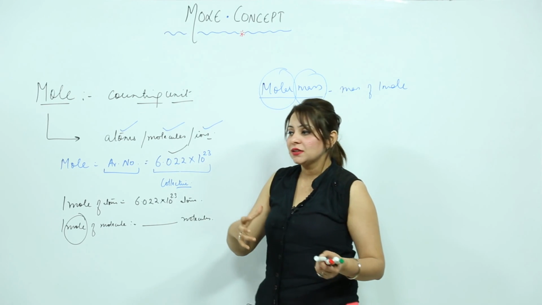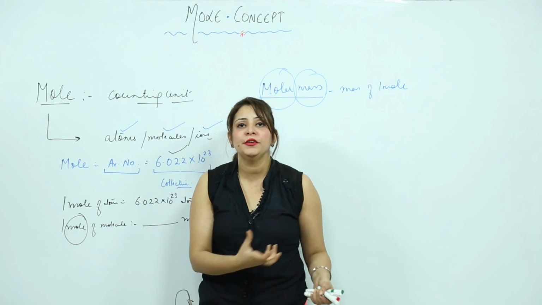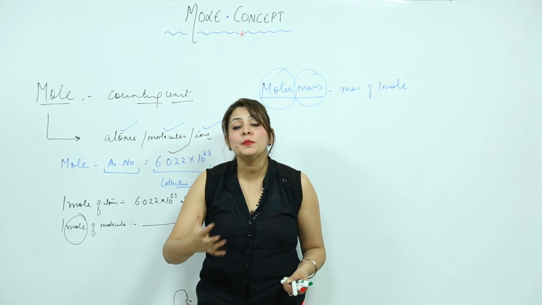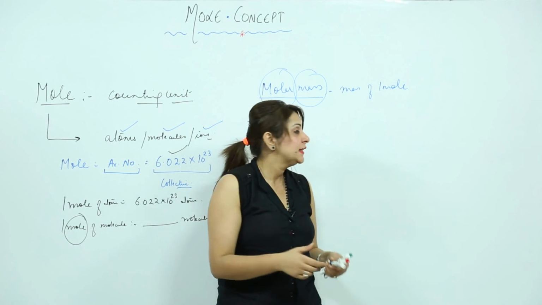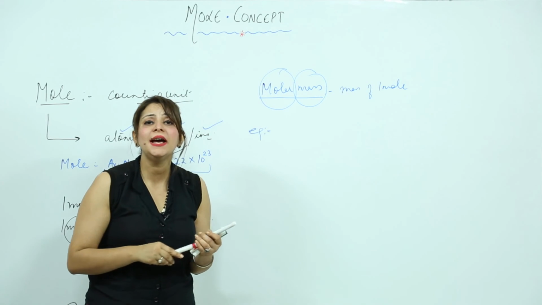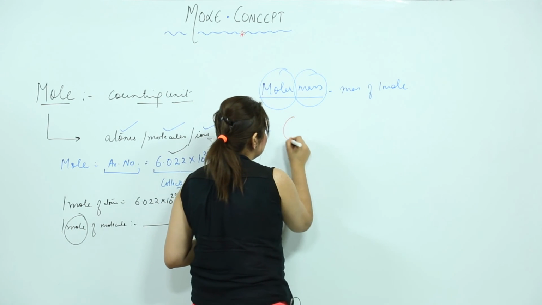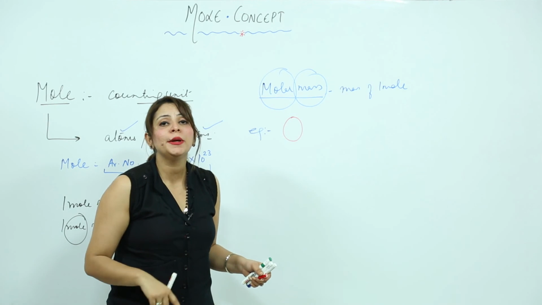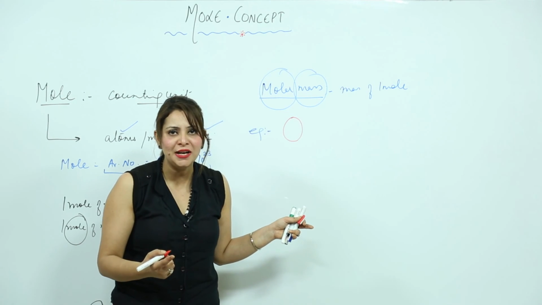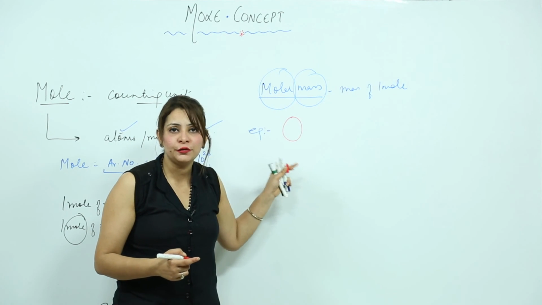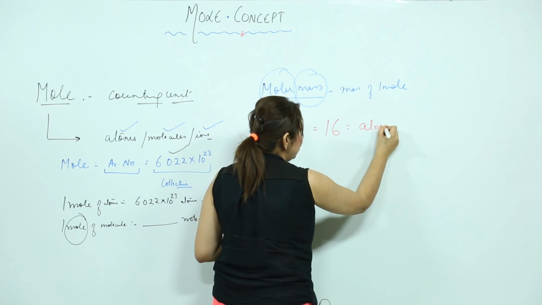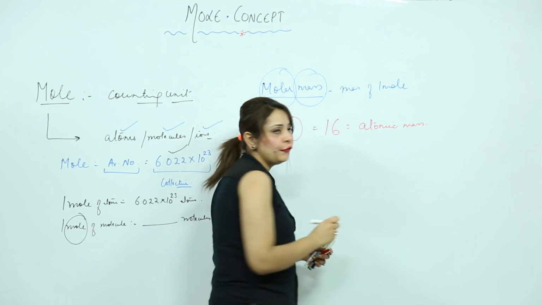Now as we know there is a specific mass for an atom and a specific mass for a molecule, so what mass are you going to take as the molar mass? Suppose I take an example to make you understand. Suppose I have an oxygen atom, which we denote with O. What is the atomic mass of oxygen? How many times is it heavier than 1/12 of a carbon atom? This is what you call atomic mass, right? So what is the atomic mass of oxygen? It is 16. So 16 is the atomic mass of oxygen, right?